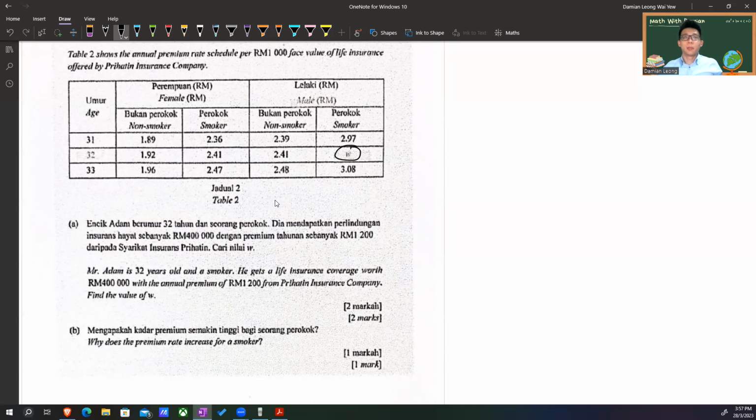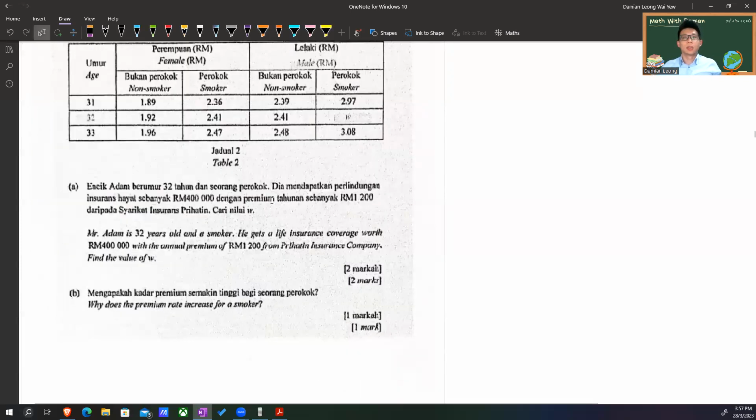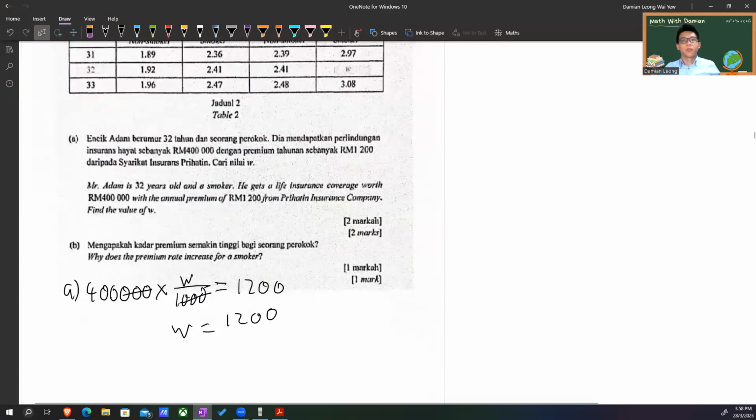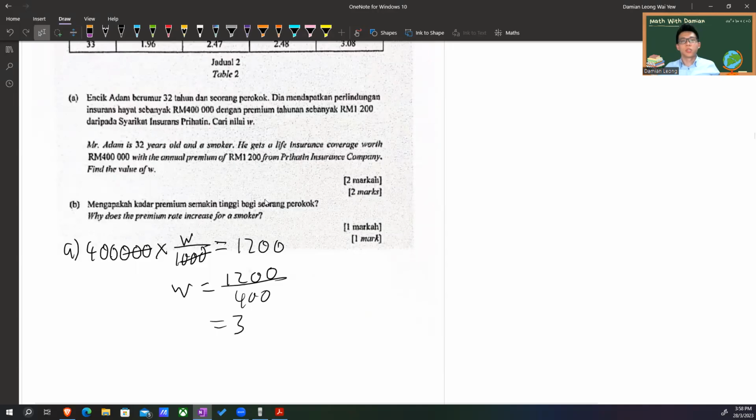So the annual premium rate is per 1,000, which means for part A, if I take the 400,000 times W per 1,000, that's why I take over 1,000. You can put the over 1,000 here or the over 1,000 here. It doesn't really matter. For me, I like to read it as per 1,000 for the divide 1,000. So equals to 1,200 ringgit annual premium. So basically 3 zeros here, I can cut. So W is 1,200. Bring over the 400, divide 400, which is 3. W is 3.